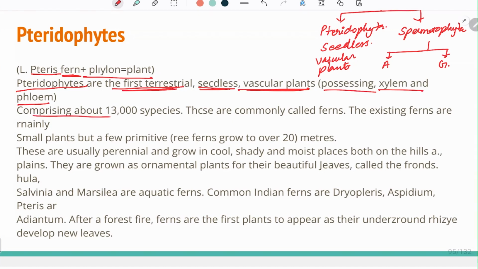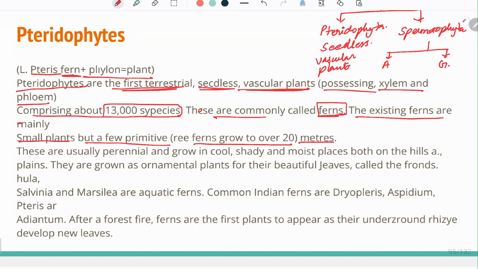Now, comprising about 30,000 species, these are commonly called ferns. The existing ferns are mainly small plants, but a few primitive ferns grow to over 20 meters.